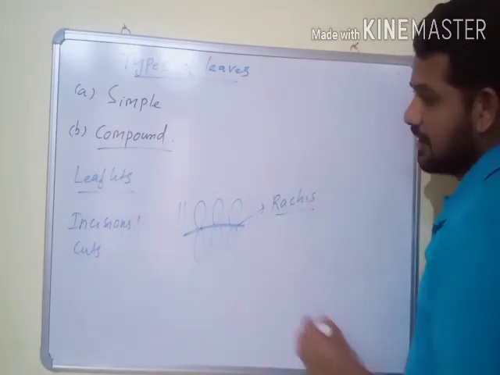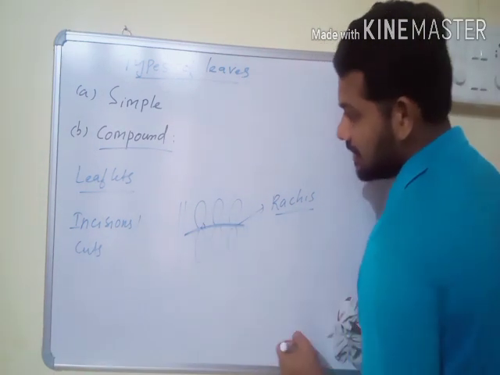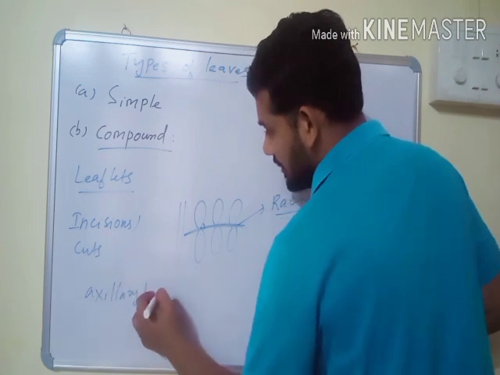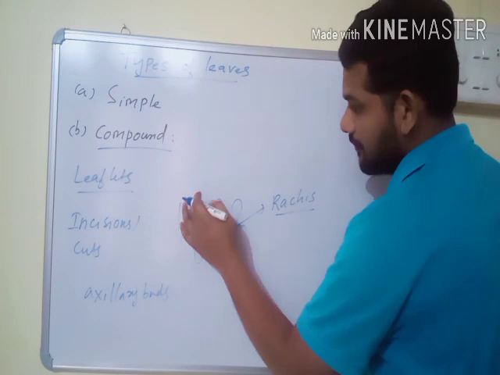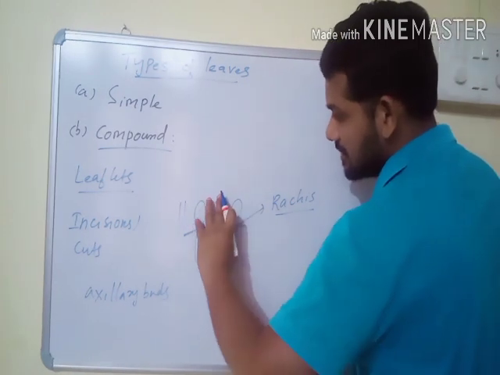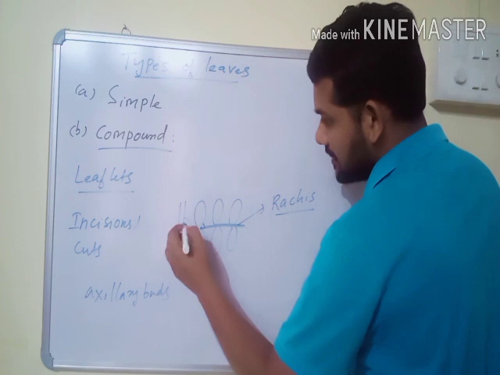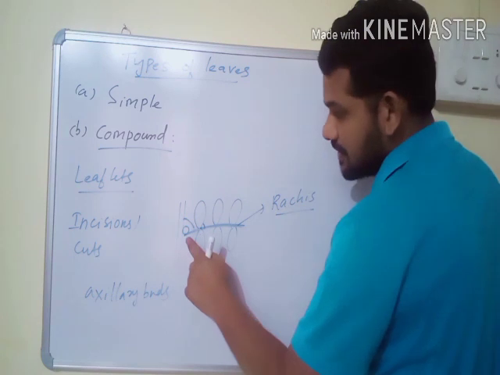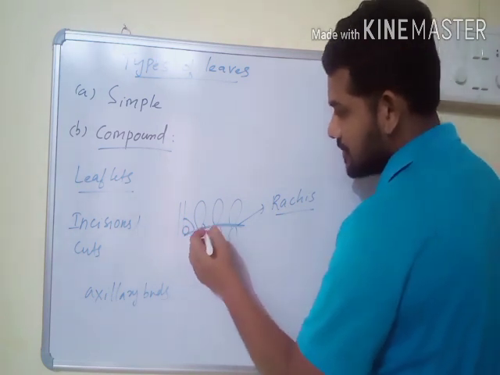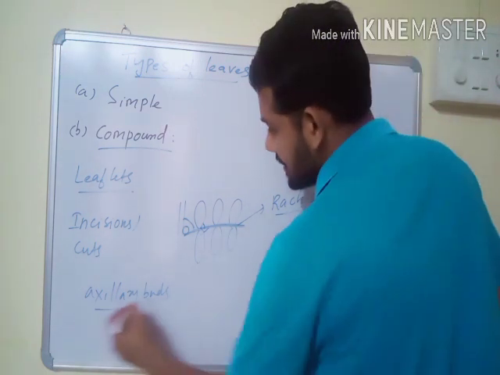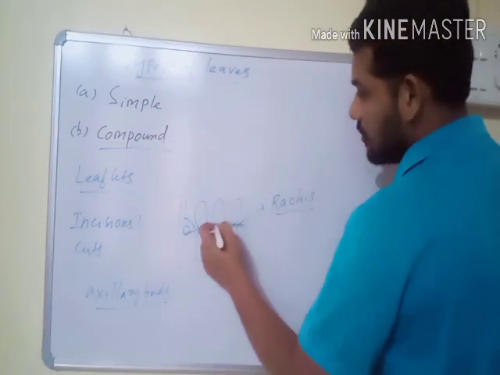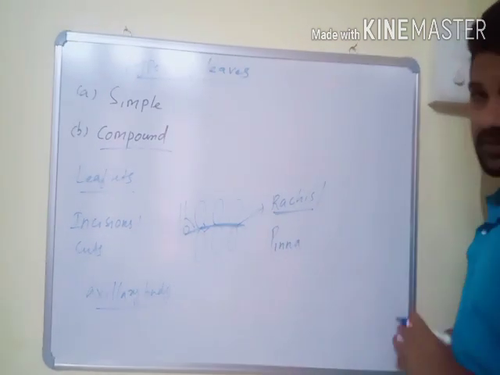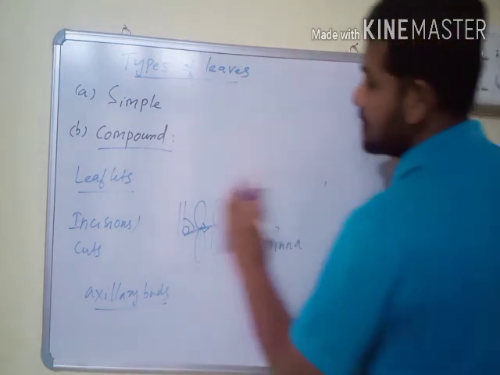All leaflets are collectively known as a single leaf, and the main axis of the leaf possesses axillary buds, nodes, and internodes. But the leaflets do not possess axillary buds. And all the leaflets are arranged on a common axis, and this common axis is called rachis, and rachis is also called pinna.